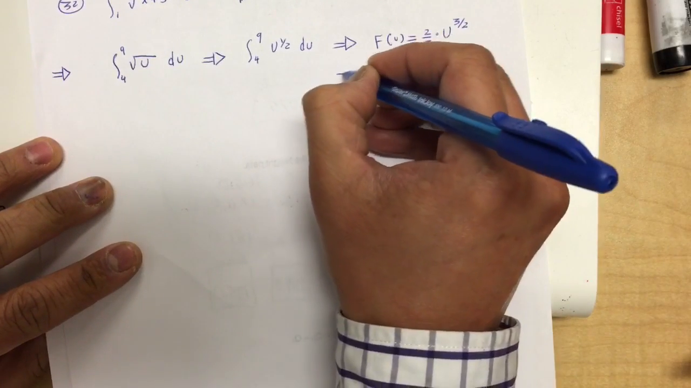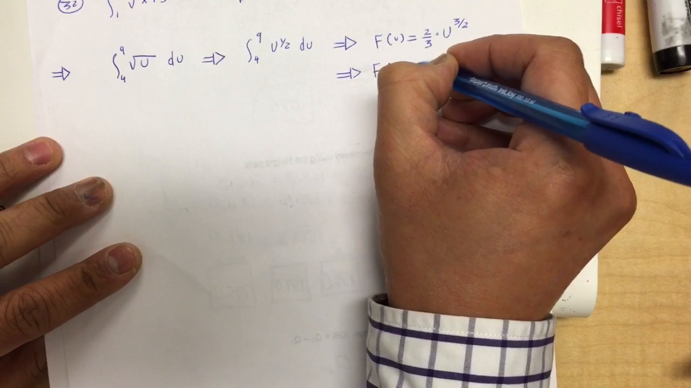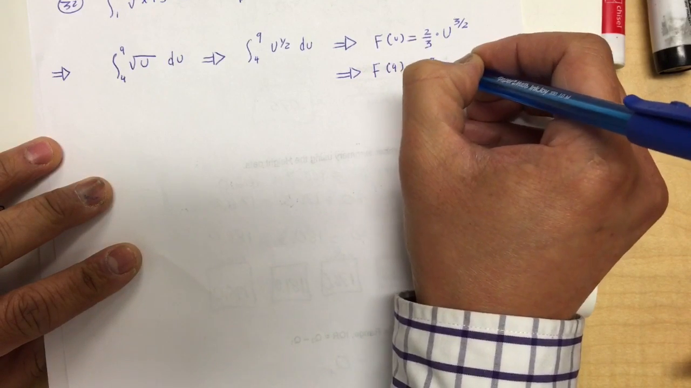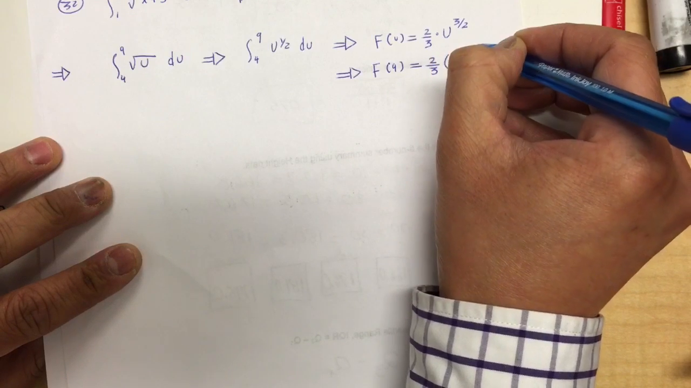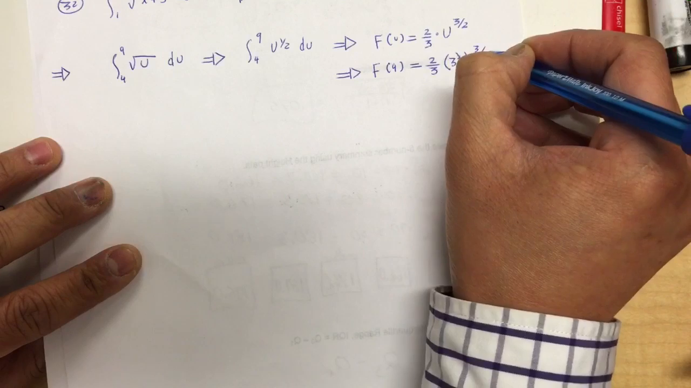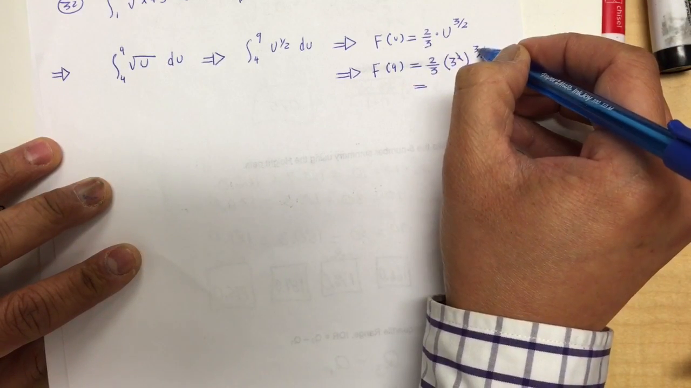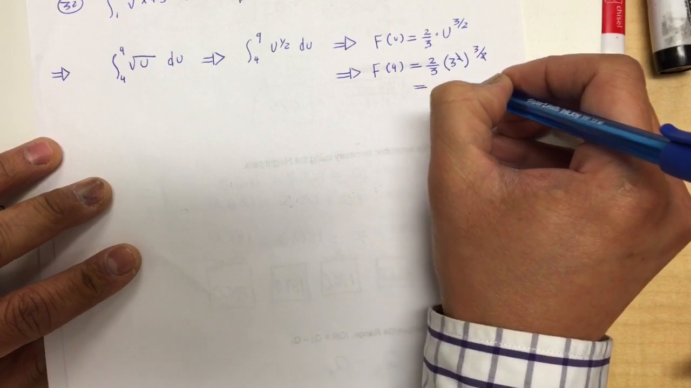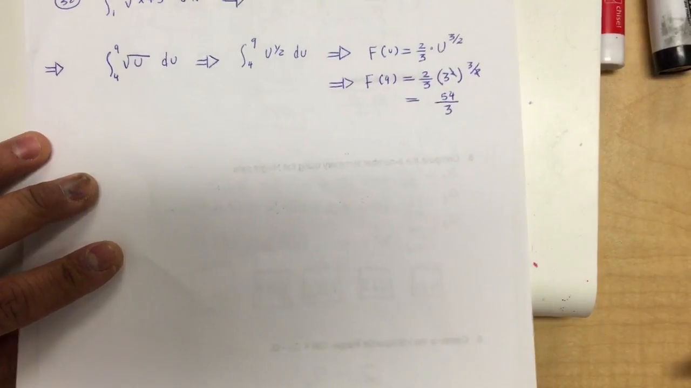Now we evaluate the function at 9. Think of 9 as 3 squared. The reason I wrote it like that is because you can see that those cancel out. So you have 3 to the 3rd, which is 27. 27 times 2 is 54. So we have 54 over 3.